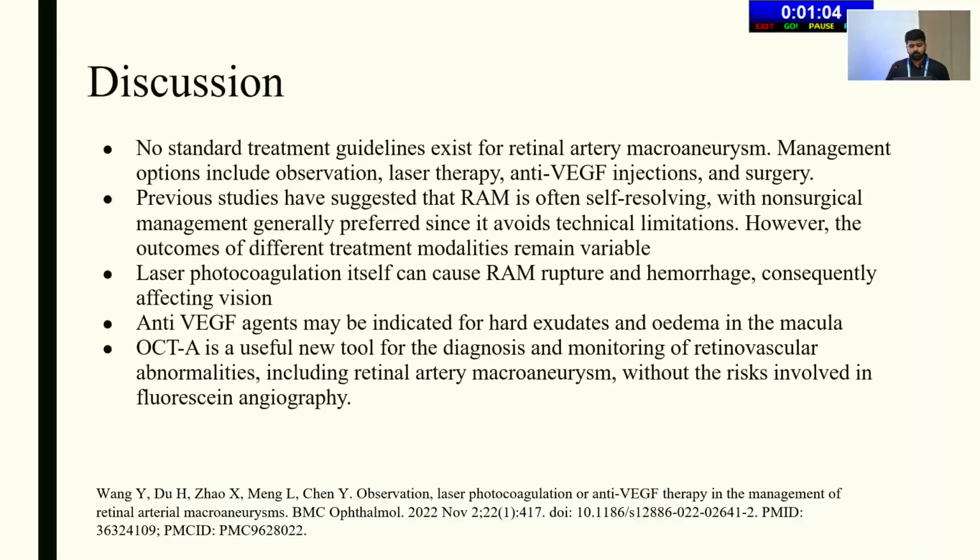There are no standard treatment guidelines as of now for retinal artery macroaneurysm. It's mainly based on the position and level of the macroaneurysm. Previous studies mostly suggest it's a self-resolving course. Non-surgical management is generally preferred, and laser photocoagulation itself has some complications, so its use is restricted. Anti-VEGF agents have proven useful in cases of huge exudation and edema to resolve vision-related symptoms, and OCTA is a newer diagnostic modality that has been used.